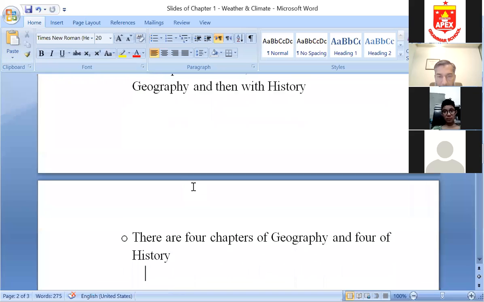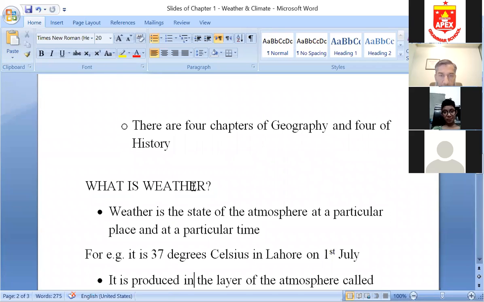The name of the chapter is Weather and Climate. You have the books in front of you. Let's start with the definition of weather. Weather is the state of the atmosphere at a particular place and a particular time, beta. Please pay a lot of attention to this. Particular place, particular time. This is extremely important when we talk about climate. Then we will understand the difference.